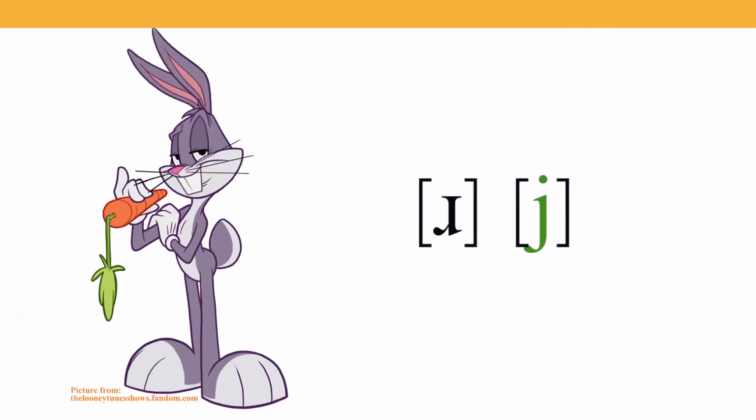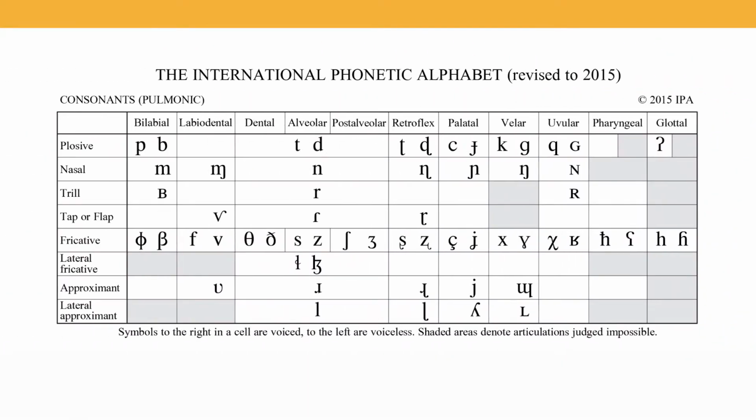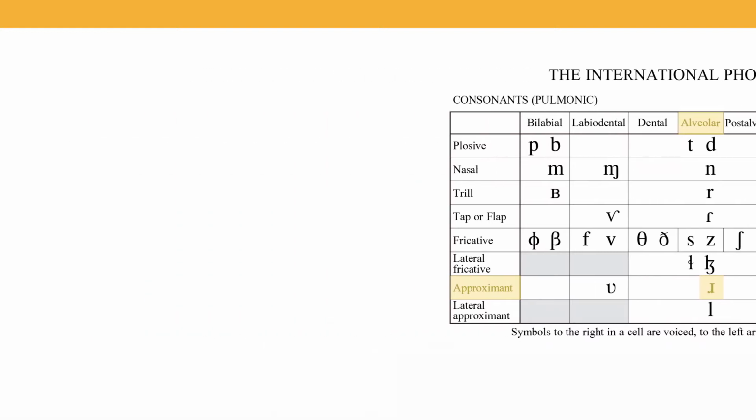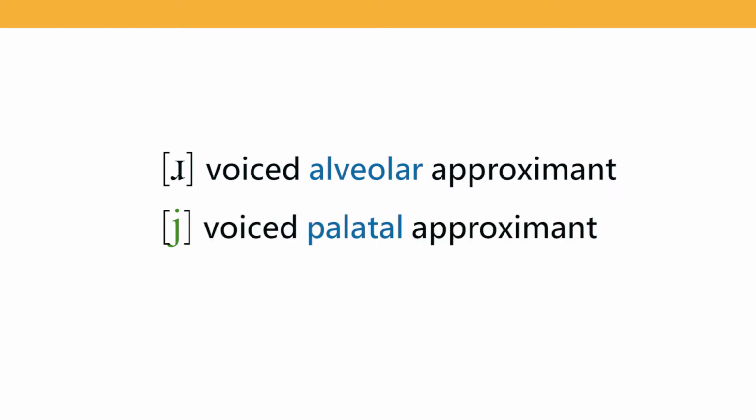So what does that mean according to the IPA chart? The ra, the English ra, which is a voiced alveolar approximant, shifts in terms of place of articulation and becomes a voiced palatal approximant. First of all, keep in mind that R is a voiced alveolar approximant. Ya is a voiced palatal approximant. The feature that differs is alveolar becomes palatal in Bugs Bunny's speech.